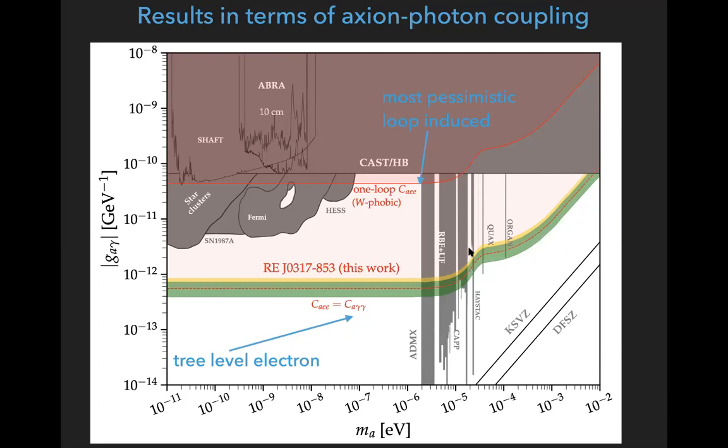The other possibility is that you don't couple in the UV to electrons, and you just induce that by loops. And so then your axion-electron coupling is down by many orders of magnitude because it's loop induced. And you have to make this decision whether you couple to SU(2) or to U(1) or in what level. The most pessimistic scenario you can take is the W-phobic axion, where you only couple to U(1), in which case the limit improves still over current constraints.